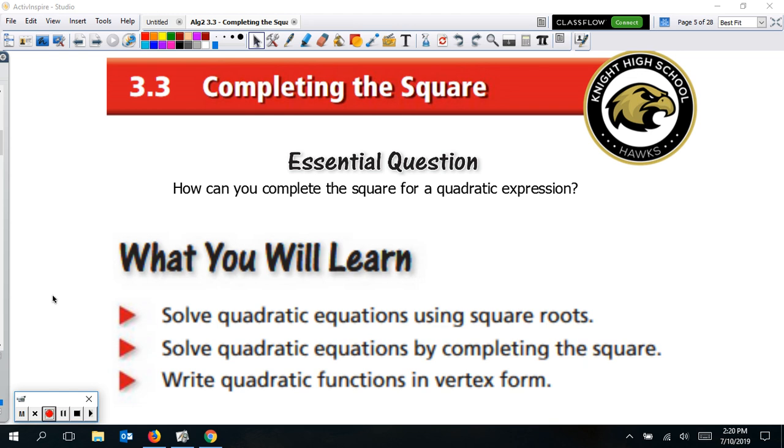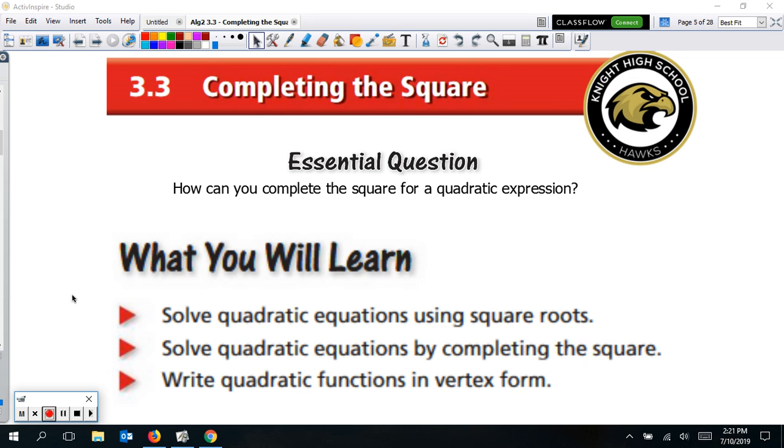Hey everyone, welcome to Big Ideas Chapter 3, 3.3 today. We're completing the square. We're solving quadratic equations. Today we're learning how to complete the square. We've already seen how to solve a quadratic equation using factoring and using square roots, where we take the square root of both sides and don't forget to put plus or minus. Today we're looking at completing the square, and in the next lesson we'll look at the final way of solving a quadratic equation, which is the formula.